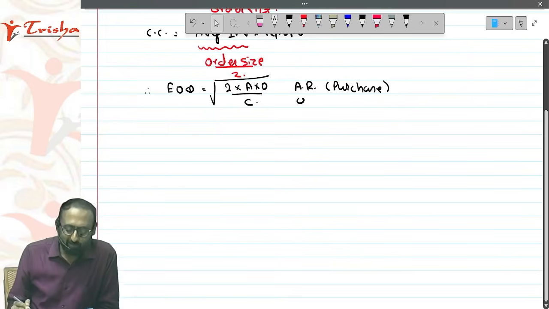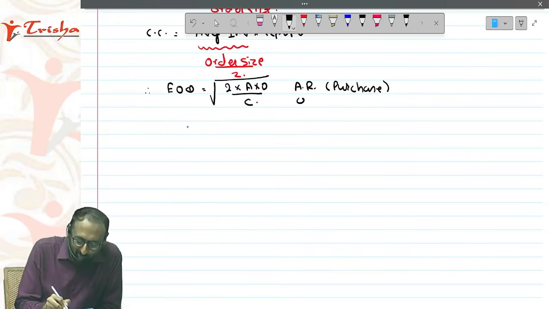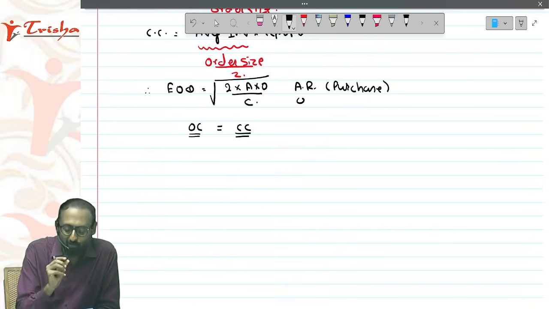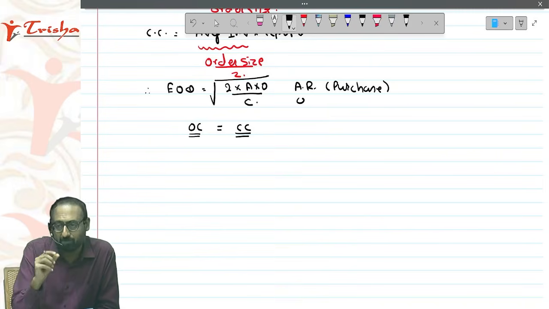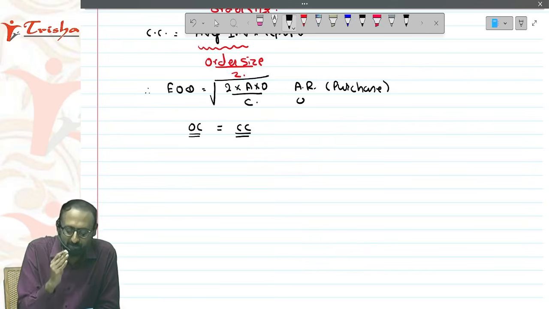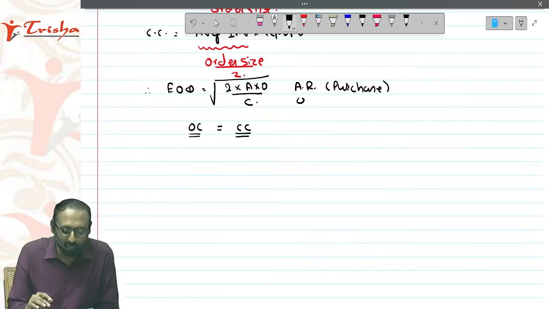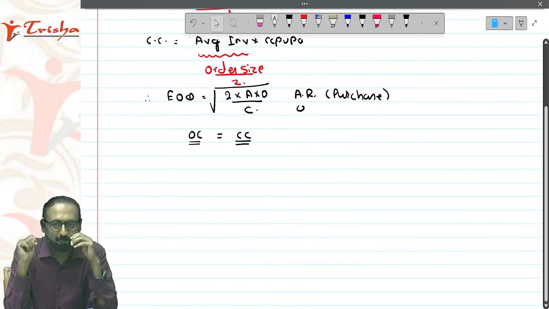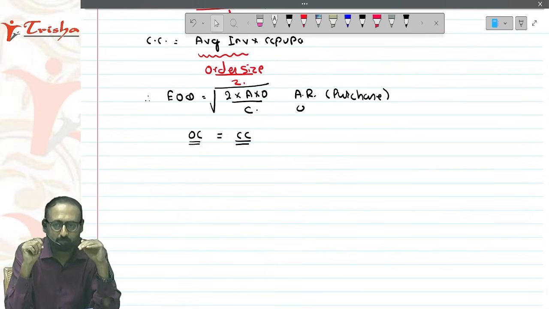A very important observation: at economic order quantity, your ordering cost should be equal to your carrying cost. At economic order quantity, whatever your ordering cost is will exactly match the carrying cost. So this is the main important point of economic order quantity. What is the relationship between ordering cost and carrying cost? If you remember, the relationship between ordering cost and carrying cost.